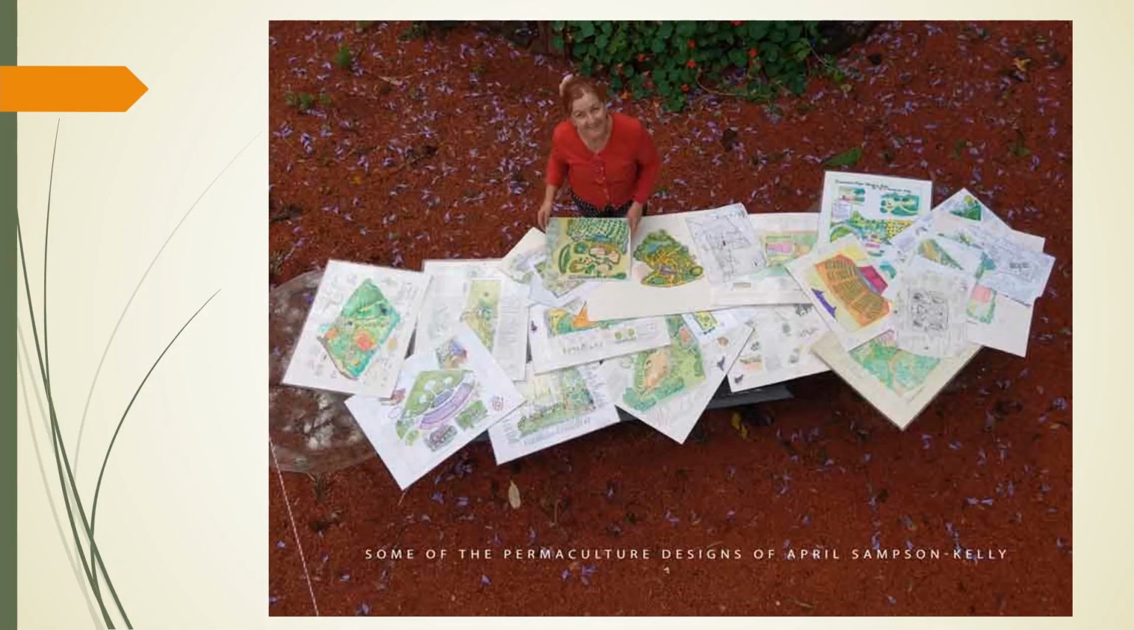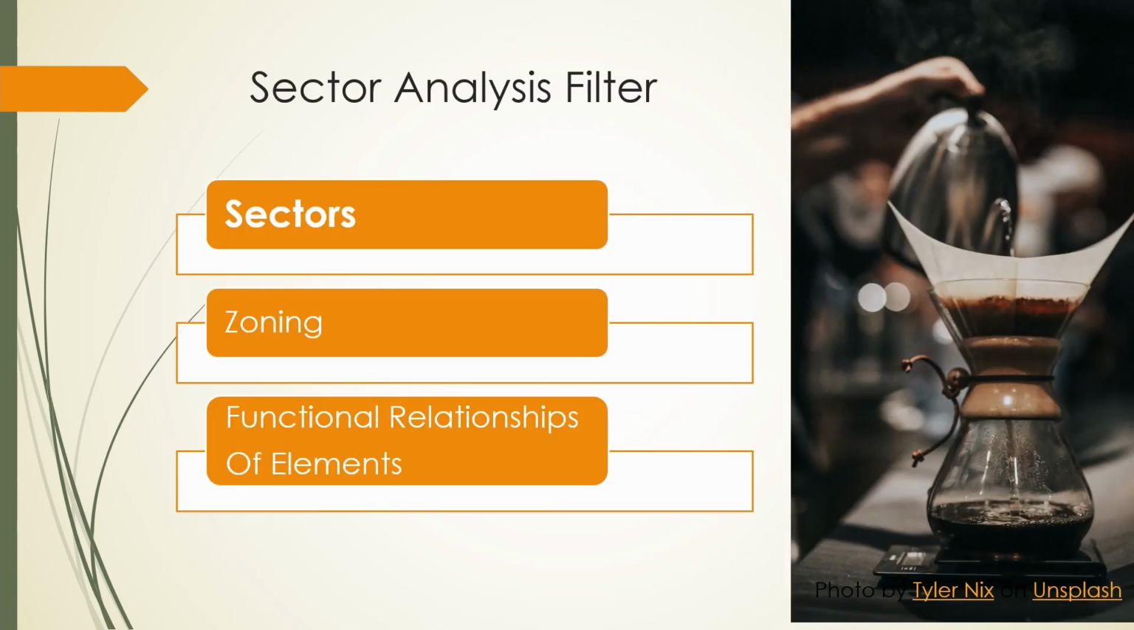I've done quite a few designs and I've discovered that we need to do that sector analysis first. The sector analysis is like the first filter of a series of 3 filters. It helps you to make decisions. The other filters are zoning and functional relationships.